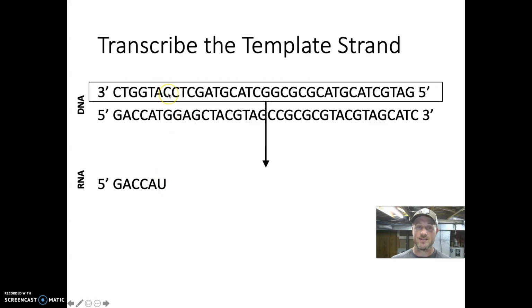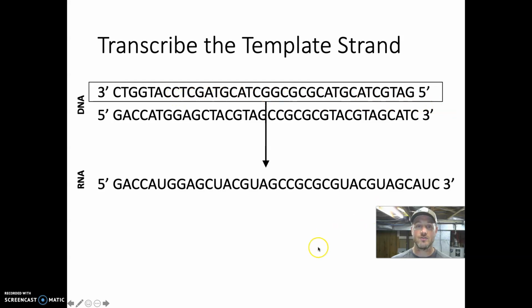So our next letter is a C, we put in a G. We've got another C, we put in another G. We're not going to walk through every single letter. Let's just fill in the rest of the sequence. We've matched up letter by letter the nucleotides in the template strand of the DNA with the complementary nucleotide in the RNA.